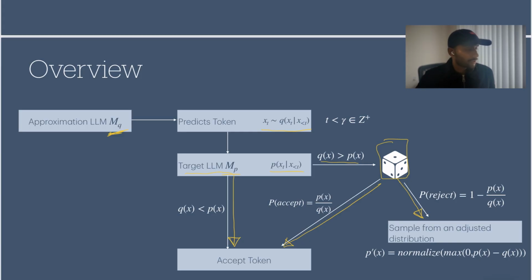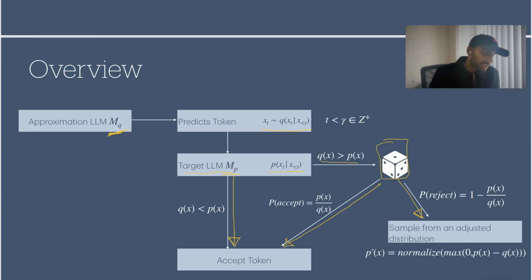Just to summarize, the approximation LLM tries to predict a token. The target LLM validates it. In case it thinks that it is as likely, we accept the token. In case the target LLM does not think that the approximation LLM's prediction was as likely, then we perform a random experiment. And in that random experiment, we have two outcomes, one in which we still accept the token and one in which we reject the token.